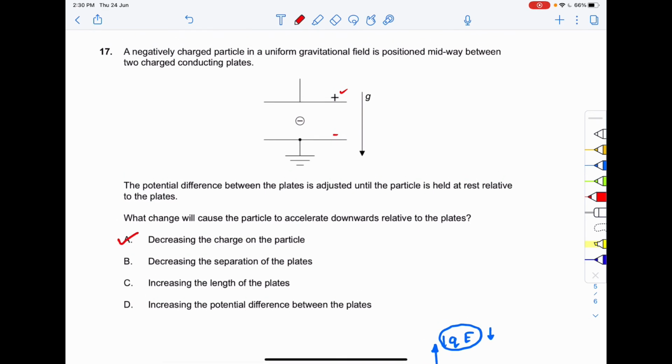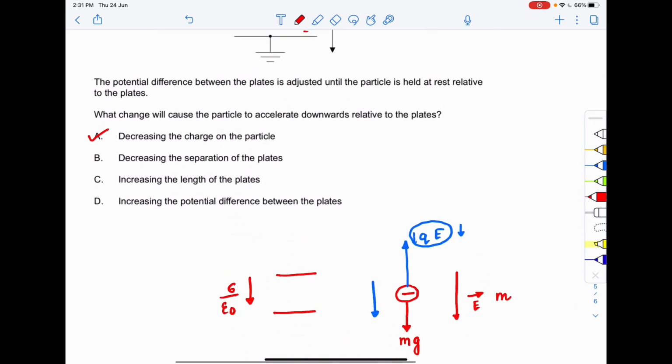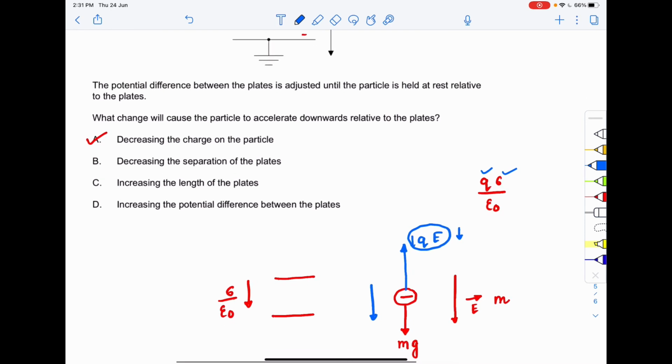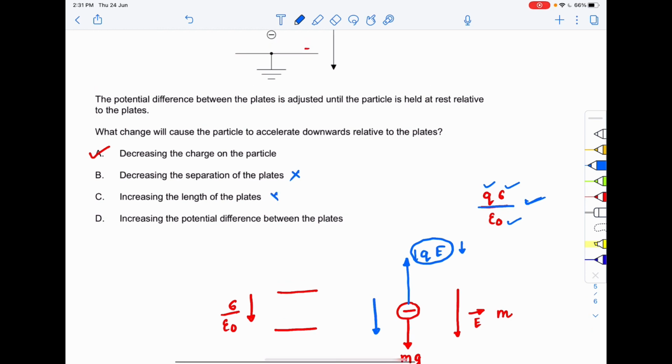Okay, so if I explore the other options also, decreasing the separation between the plates. The force that is acting upwards is q sigma by epsilon naught. Does it depend upon the separation between the plates? No, it does not depend. It depends upon the charge of the particle, the surface charge density of the plates and epsilon naught. So it does not depend, so it is wrong. Increasing the length of the plate: it does not depend upon the length of the plates either. Nowhere in the relation is the length of the plates. So if I increase the length of the plates, nothing will happen. So this option is also incorrect.